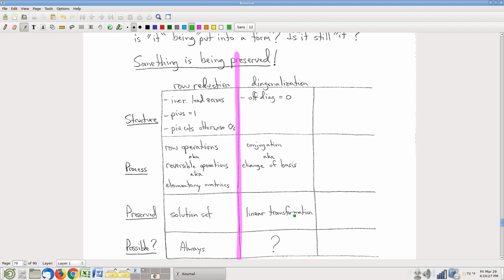If you are trying to solve a system of equations, you cannot conjugate. Conjugation does not preserve solution sets. It just doesn't. It preserves linear transformations, which are not what we care about when you're looking for solution sets. So don't think of this as an alternative path to get into reduced echelon form. Not at all. And likewise, if you are diagonalizing, you cannot do row operations. Doesn't make any sense. Row operations do not preserve underlying linear transformations. They just don't. So do keep that in mind as well.